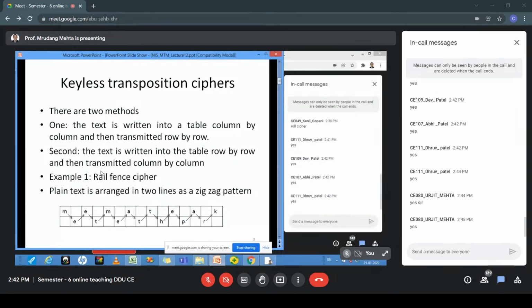So Alice writes the same plain text row by row into a table of 4 columns. Four letters appear in the first row, the second four letters appear in the second row, the third four letters appear in the third row, and the last three characters appear in the fourth row, because we have taken a table of 4 columns.